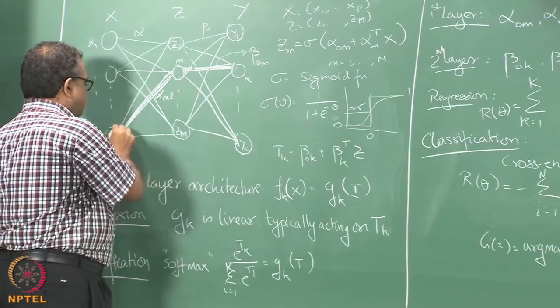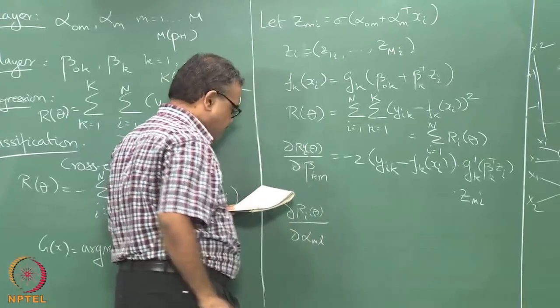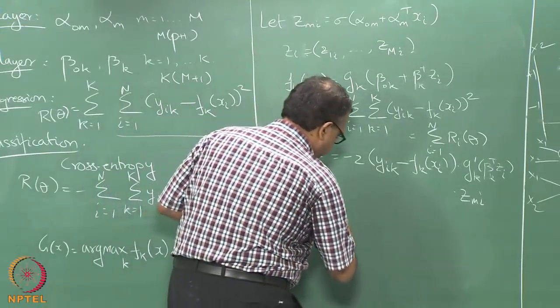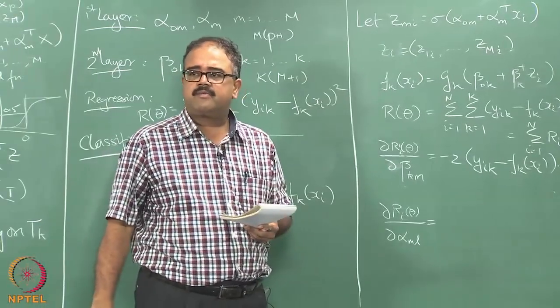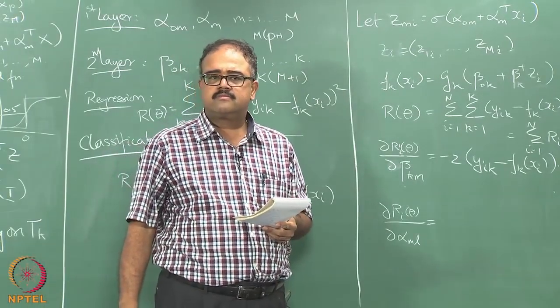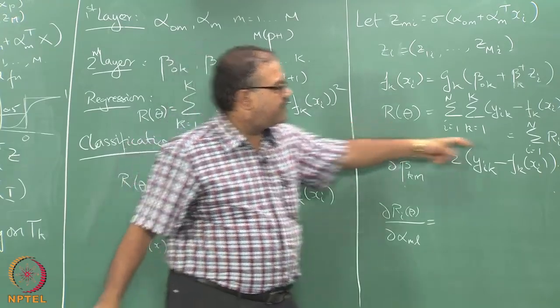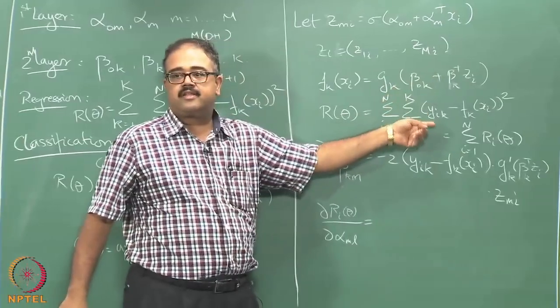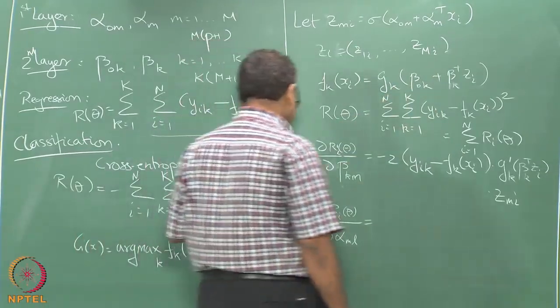We will just designate some single input layer weight, we will consider that. So I am calling it alpha_ml. How will I take the derivative of the error with respect to alpha_ml? If you look at the error, alpha does not appear directly at all, it appears indirectly. So what is the best way to do this?